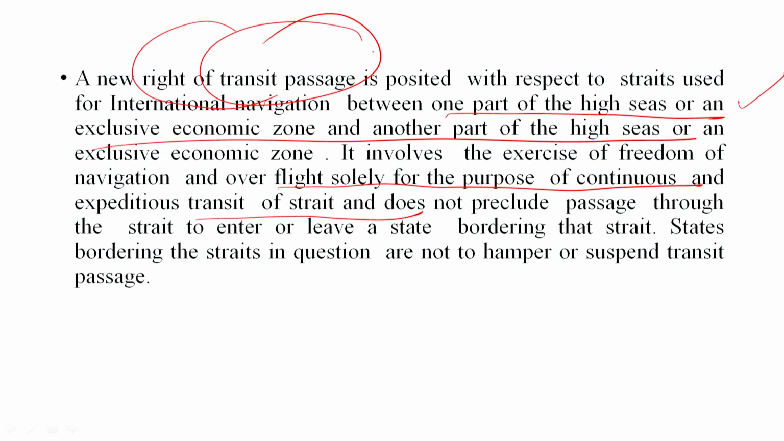So that is a different kind of right. Therefore, it applies to the sea passage, or the passage of ships, and it also applies to the flight passage, solely for the continuous and expeditious transit of the strait, and does not preclude passage through the strait to enter or leave a state bordering the strait area, or the coastal state, as we can say. Here, instead of using the term coastal state, they have used the term states bordering the strait. States bordering the strait are not to hamper or suspend transit passage, which is important.